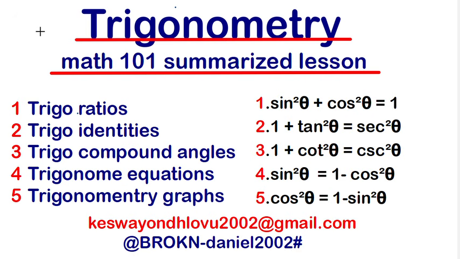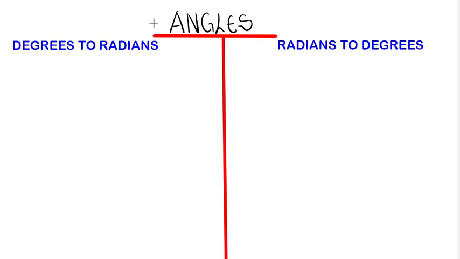So for today's video, we'll be looking at what we call trigonometry, and this will be just a summary. Before we go into detail, the first thing we look at is angles. Angles are divided into two: radians and degrees.